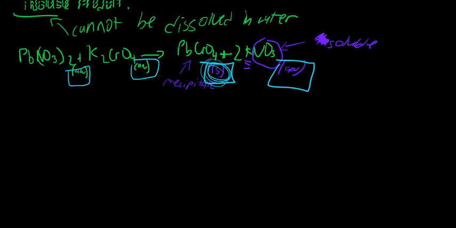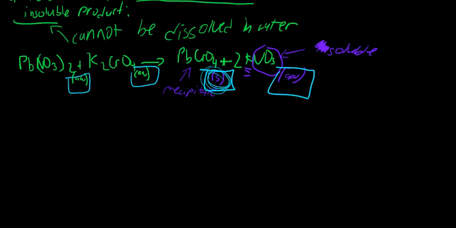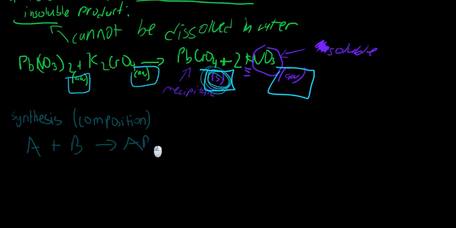Let's move on to the next one. Now, this is actually fairly easy to understand. The next reaction, which I'm going to go for, is called the synthesis. Another name for the synthesis reaction is a composition reaction. In a synthesis reaction, we basically have element A and element B, because these two elements are going to join together to just form compound AB.